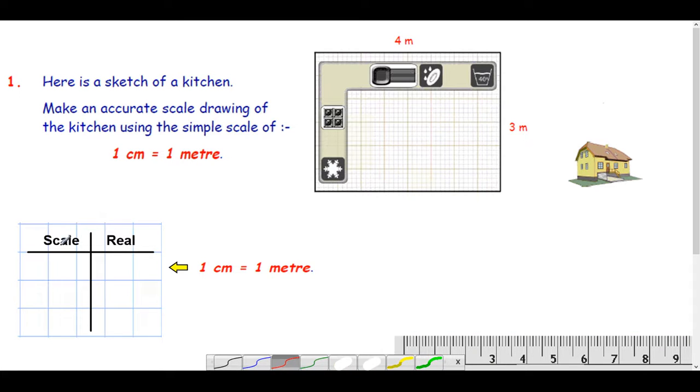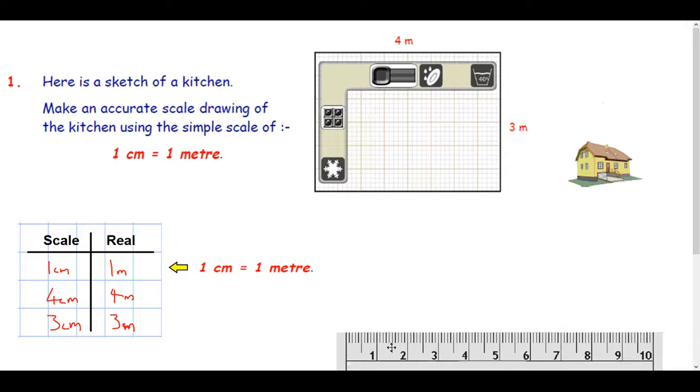Now what I quite like doing is drawing this wee table out for the scale lengths and the real lengths. So we straight away know that 1 centimetre on the scale is equal to 1 metre in real life, and we can use that to work out our other ones, and there's not really much working out here. So 4 metres in real life goes to 4 centimetres in the scale drawing, and 3 metres in real life goes to 3 centimetres. Sorry, I'm trying to draw with the mouse here, it's quite hard.